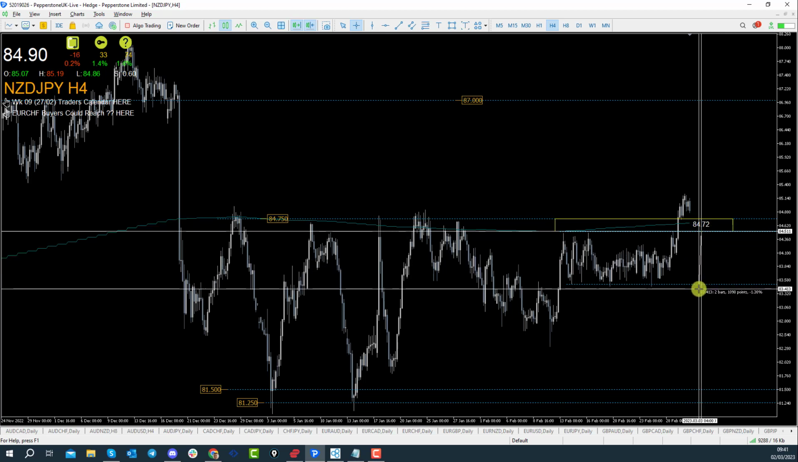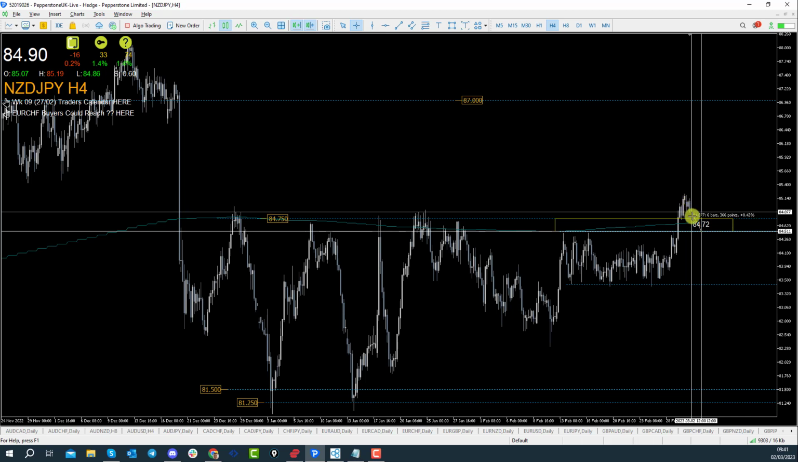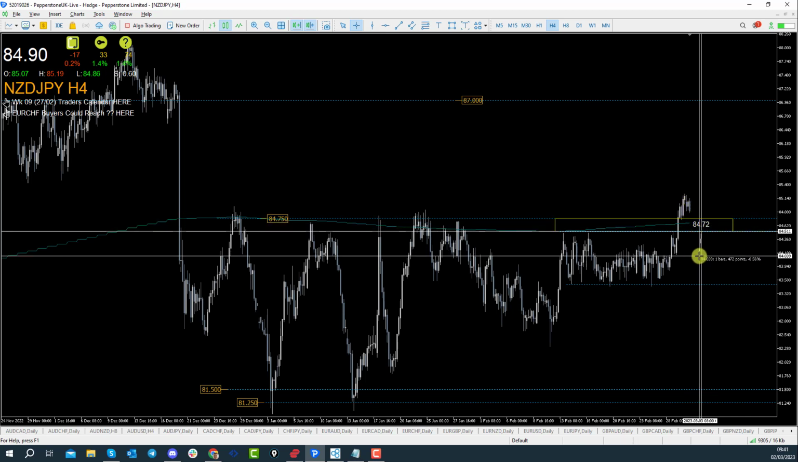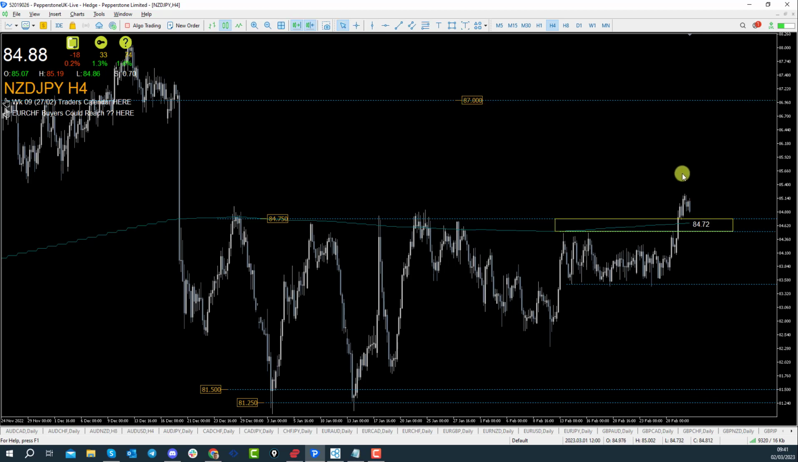Now you could be looking for limit orders here. You can have a 100 pip stop here if you want to be super conservative. I would wait for price action, just because you might be able to get a tighter stop. And if you've got a 50 pip stop loss with a 250 pip target, the reward to risk ratio on that is really good. So that's what we want to be looking for when we look for those high reward to low risk trades. Okay, so that's what we're going to be focusing on, Kiwi yen.